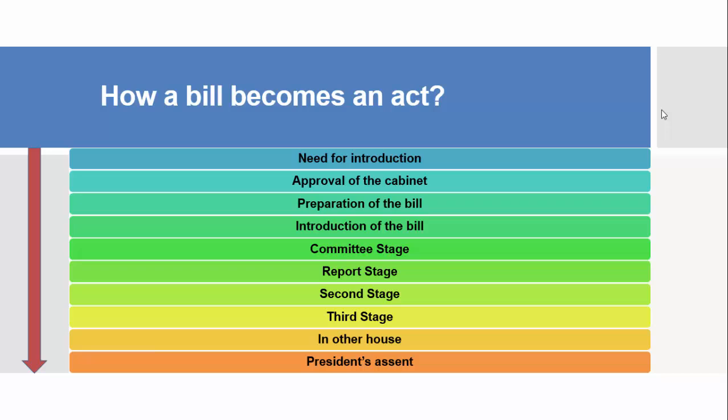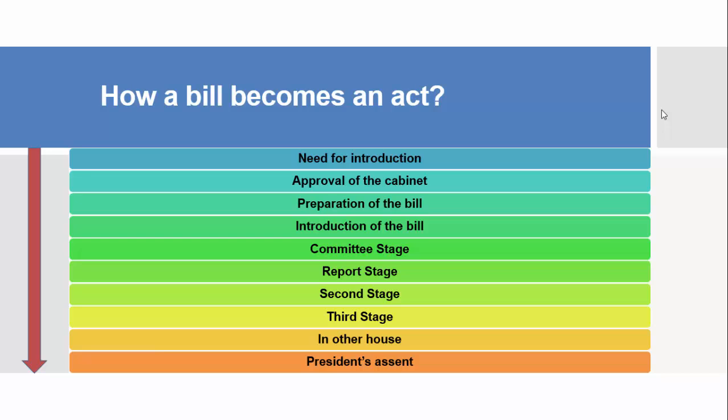Now, in this slide, we are going to discuss how a bill becomes an act. This is a very important function of Parliament, and after going through this slide, you will know how the laws are made in our country. There are different stages in Parliament of making the laws.